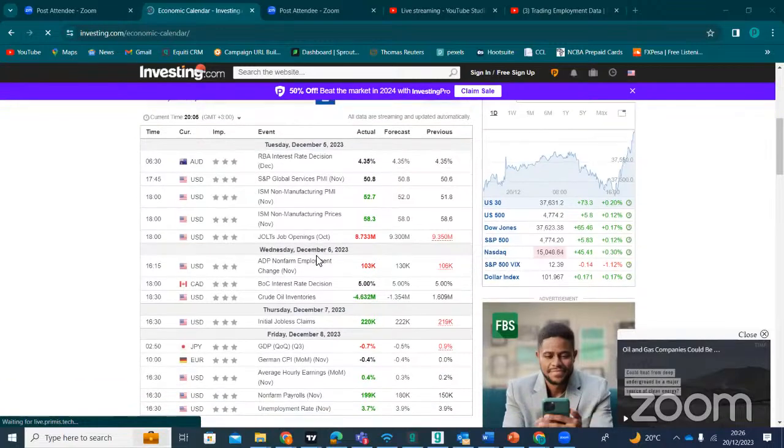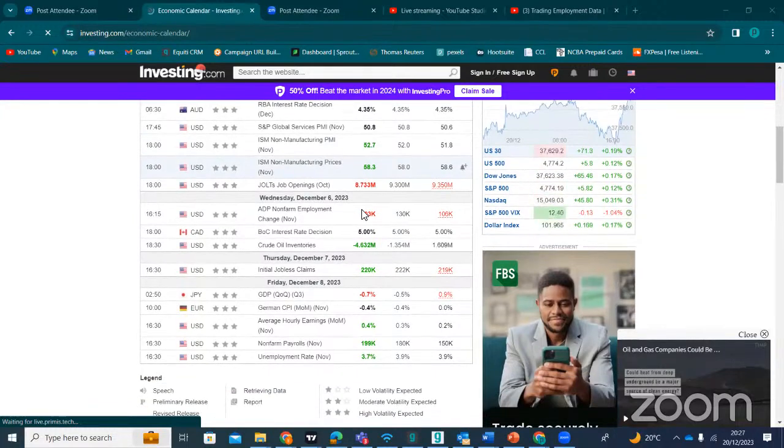So this data is released on the first Friday of the month. But if the first Friday of the month happens to be the first day of the month, then the second Friday of the month is when you'd expect job data to be announced. So this was on 8th of December. This data was posted at around 4:30 p.m. Kenyan time or East African time. So this is the data.